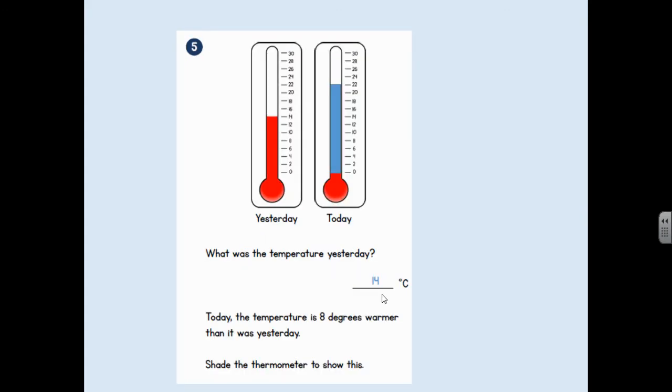Right, let's look at question number 5. What was the temperature yesterday? So let's look at the thermometer for yesterday. It was 14 degrees. Now today the temperature is 8 degrees warmer than it was yesterday. So yesterday was 14 degrees, then you add another 8, that would be 22. So you shade in 20 up to 22 degrees.